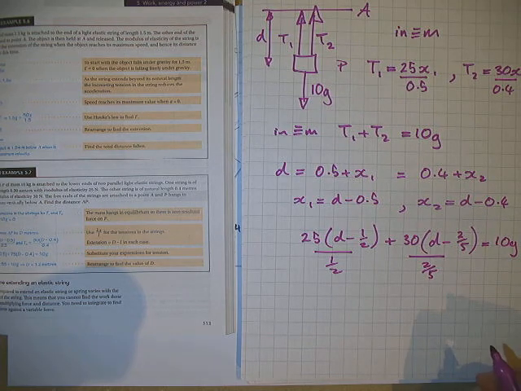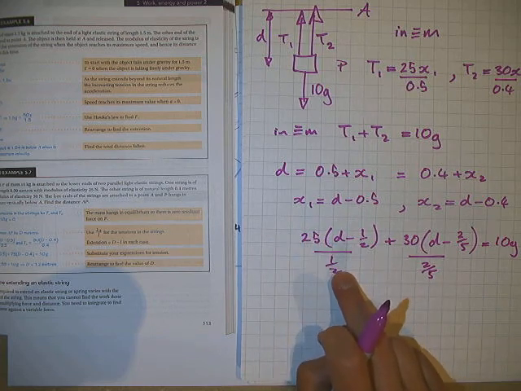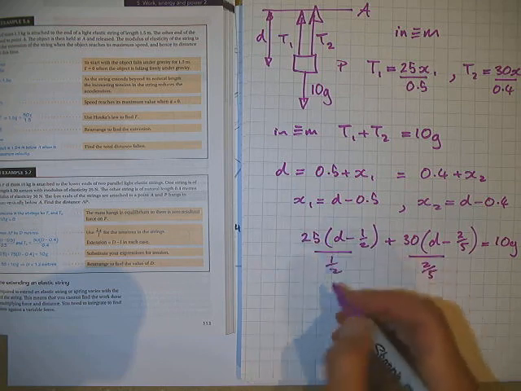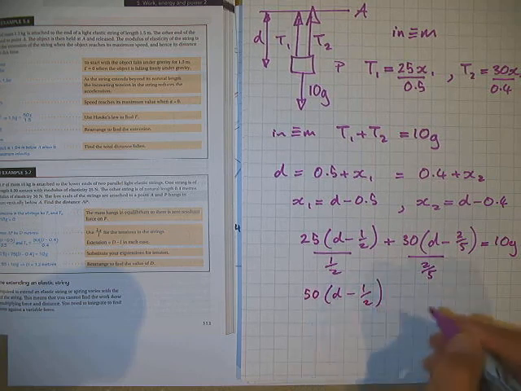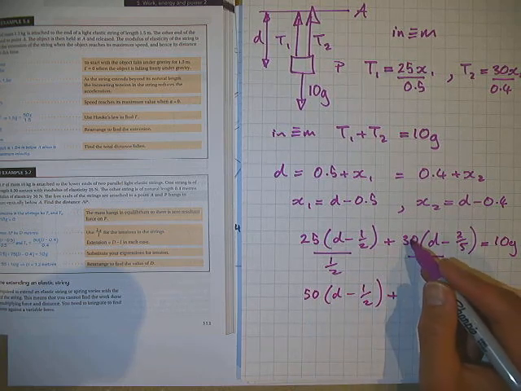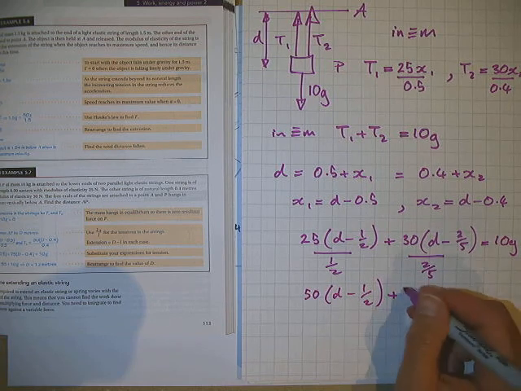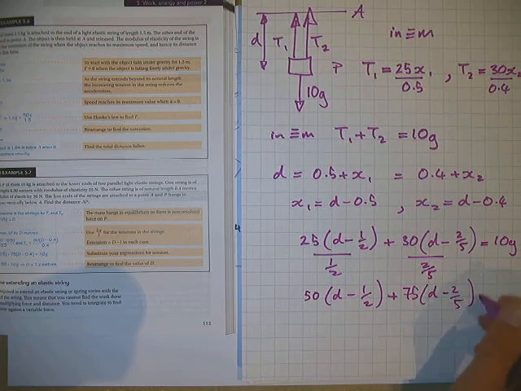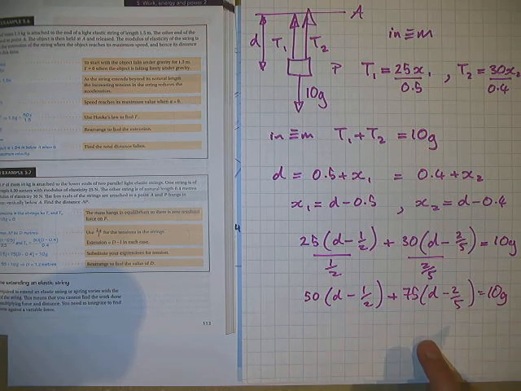How do we solve that? We can divide 25 by half, divide 30 by 2/5. So that's going to be 50 lots of d take a half plus divide by 2/5, so divide by 2 multiplied by 5, 1575. And then work that through, okay? We should give the 1.2.